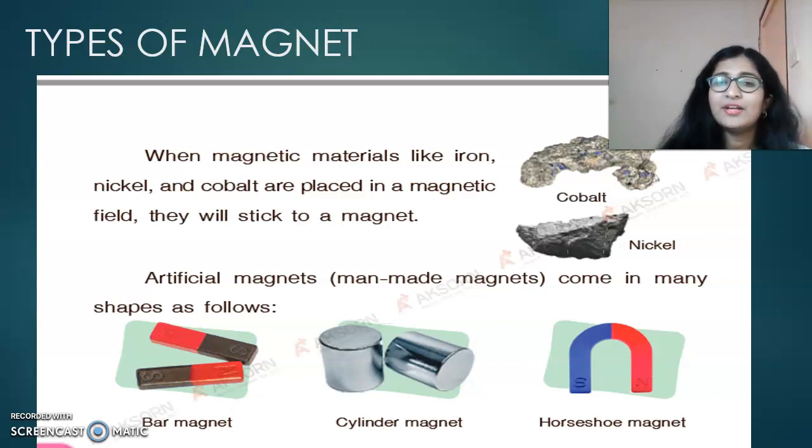Artificial or man-made, that is made by humans, is called artificial magnet. We have many shapes. In the last class I showed you a bar magnet. We have cylinder magnet. We have horseshoe magnet. These are the types of magnet that are made by humans.